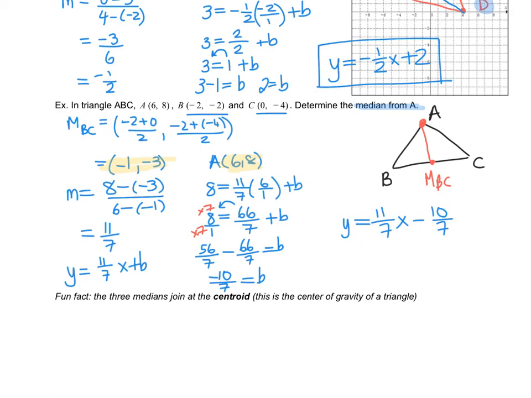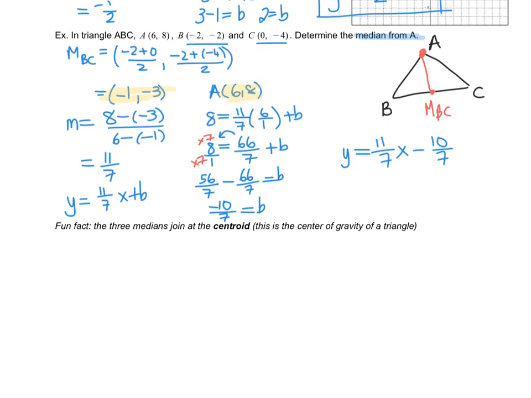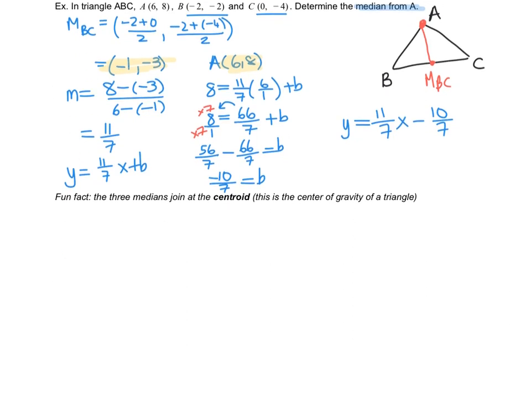Now, before I end this video, just a little fun fact about your medians. If you draw all 3 medians in a triangle, they connect at a point called the centroid. This point is the center of gravity of a triangle. So if I were to put a pencil on that centroid and my triangle was lying flat, it would balance very nicely. So I'm just going to do a little sketch to show you what that centroid would look like.